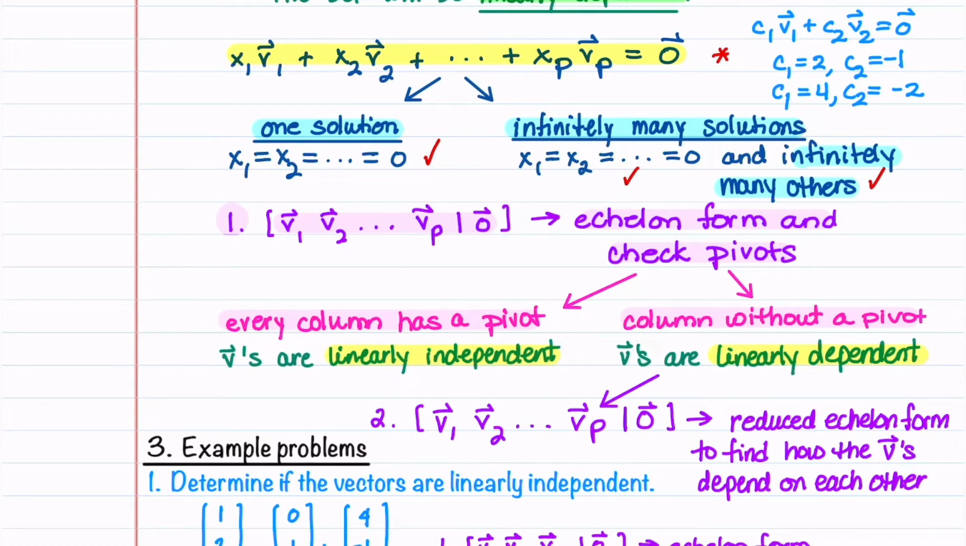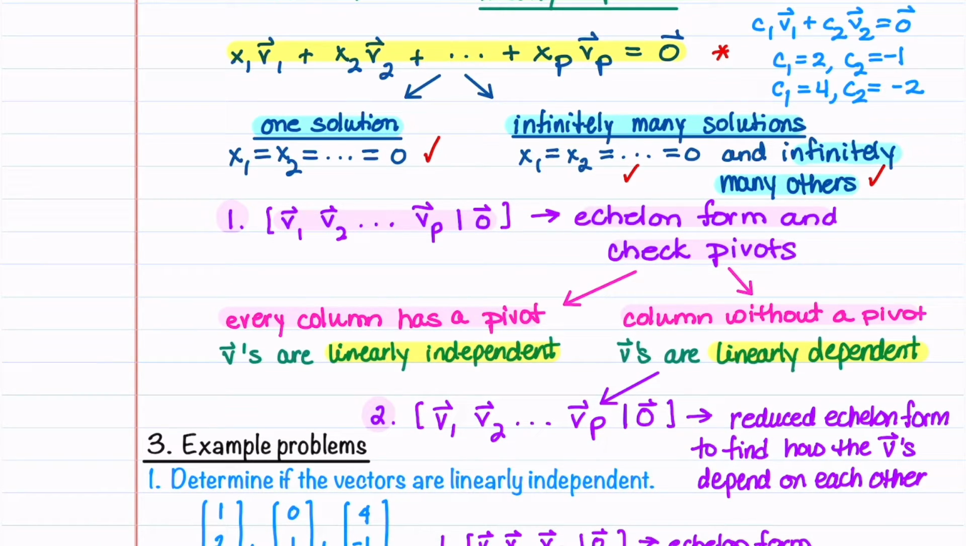To see how these vectors depend on each other, we'll have to go to step 2, and we'll have to take our augmented matrix that we already set up in step 1 and reduce it to reduced echelon form. And this will tell us exactly how the vectors depend on each other.